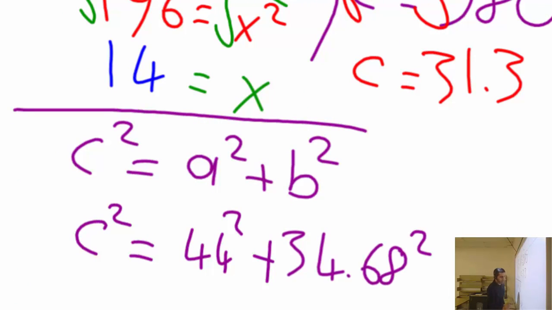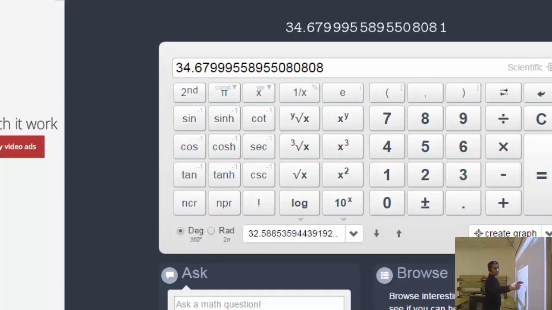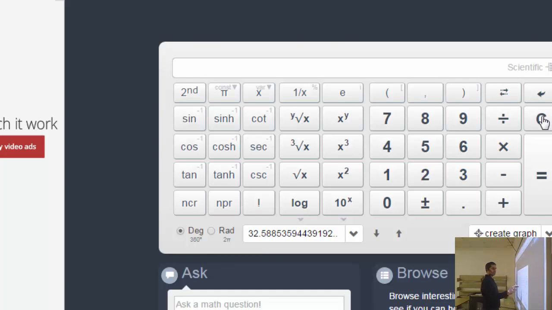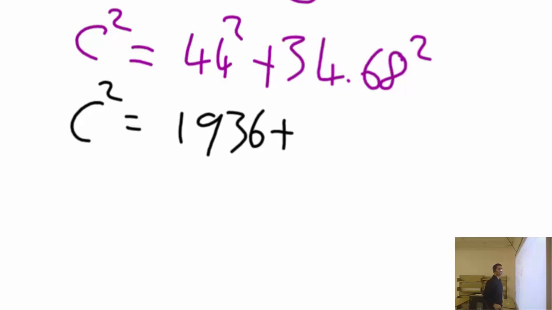34.68, square that. So now let's do the math here. 44 squared is 1936. 1936 plus 34.68 squared.